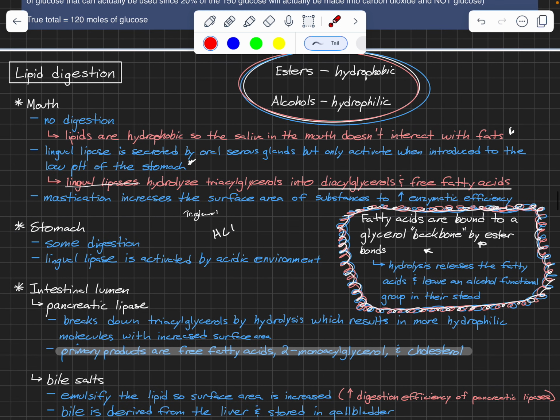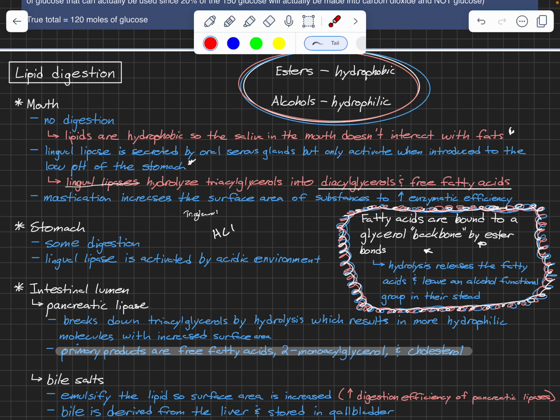We also go through this thing called mastication, which is basically just chewing up the food. What this does is increase the surface area of the food in our mouth. It allows more enzymes to attach and allows greater enzyme efficiency later on once they become activated.